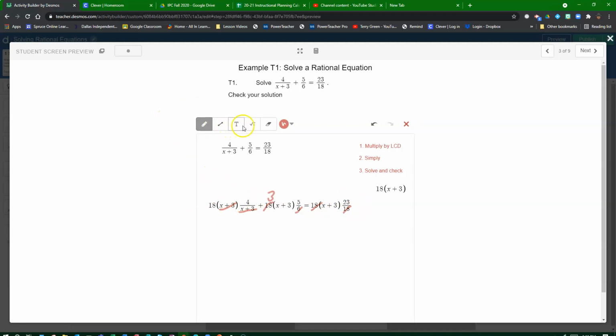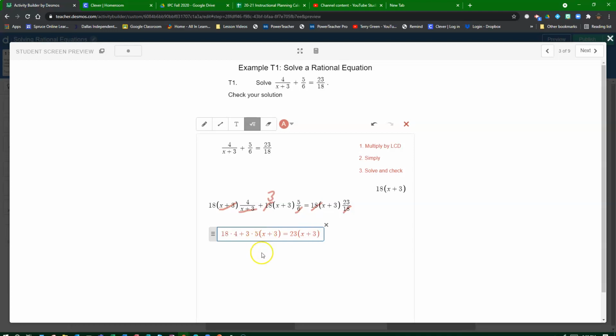So I'm just going to go ahead and type all that. I have 18 times 4, and the x plus 3 is gone, so that's all I need for that term. Then I have a plus. On the next one, I have a 3 times a 5. I just want to show all the steps. Times x plus 3. This seems like a lot of work, but you'll see the benefit. You can already see the benefit. The fractions are disappearing. And then finally I've got 23 times x plus 3.